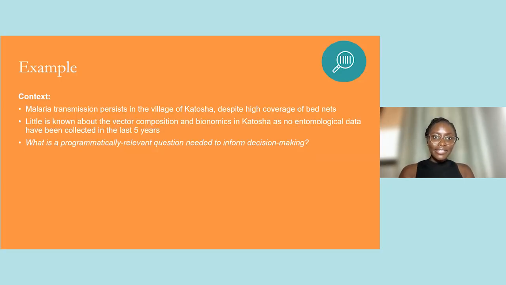Now, let's look at an example which we will return to in subsequent training modules. I will start by providing some context for our fictional village of Katosha. This scenario is a common one in many countries. Despite high coverage of bed nets, malaria transmission persists in Katosha, and we have very little information about the vector composition and bionomics in Katosha because no entomological data have been collected in the last 5 years.